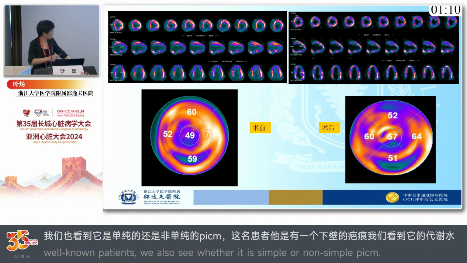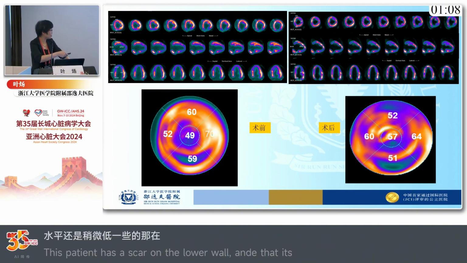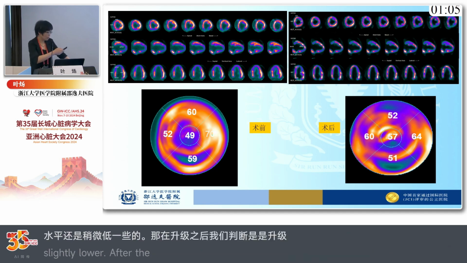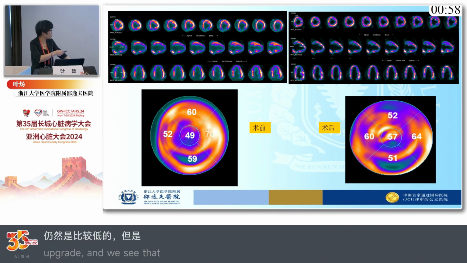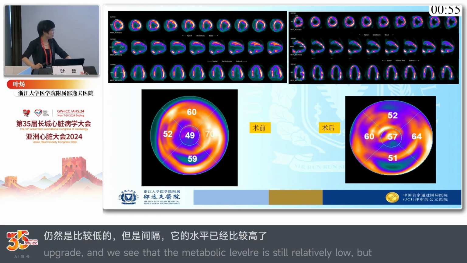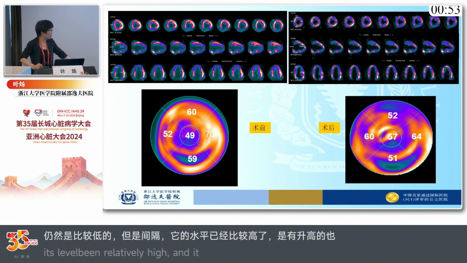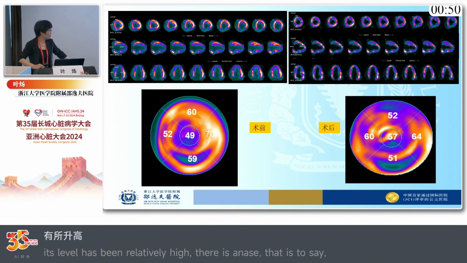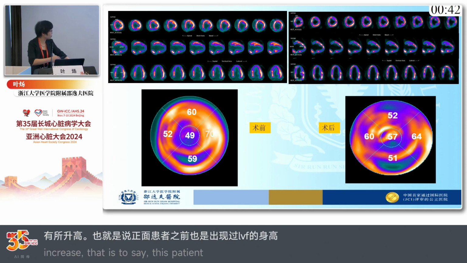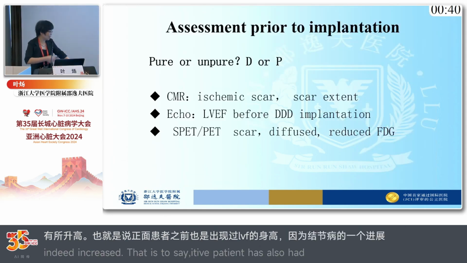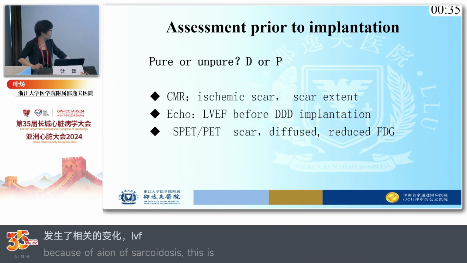This is before the upgrade, and this is after the upgrade. The metabolism here is still very low, but here the septum is a bit higher, elevated. That means the patient's dystony is a bit elevated. So that's why the patient had elevated LVEF at the beginning, but later, because the sarcoidosis progressed, the patient had a decreased LVEF. We'll show the results later.